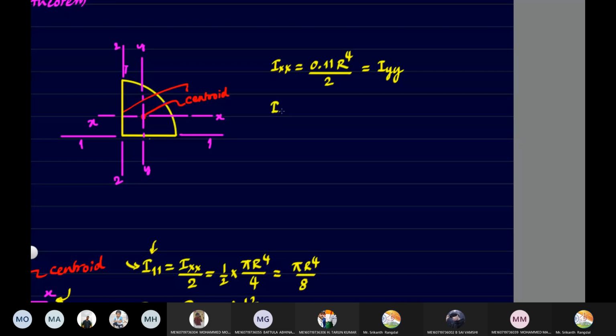What about I11? It will be 1/4 of the circle. Pi R power 4 by 4. So it is pi R power 4 by 16. That will be same as I22. Clear?